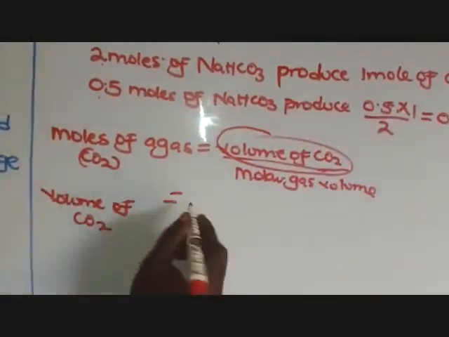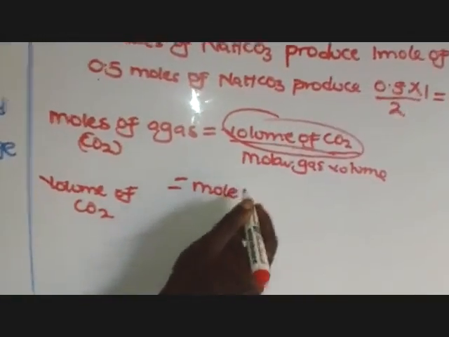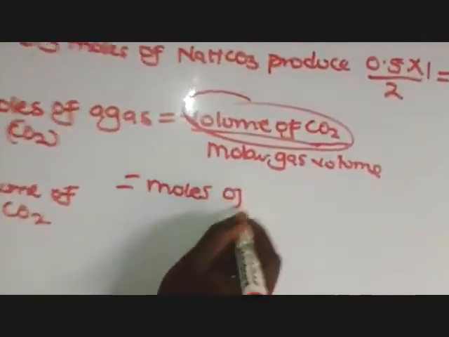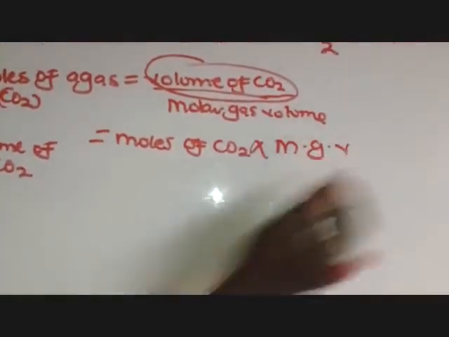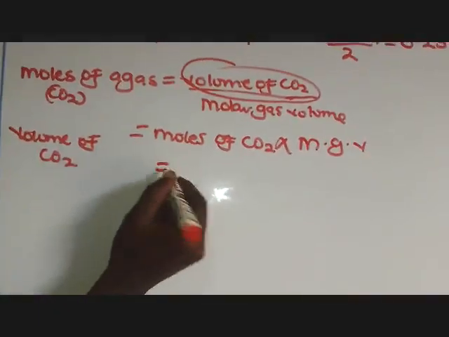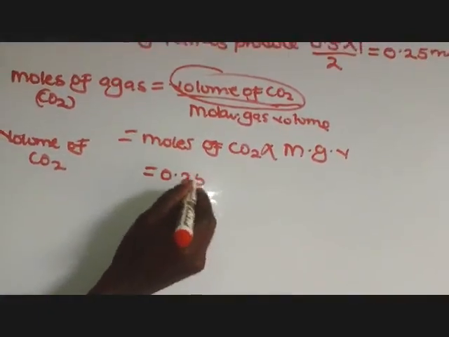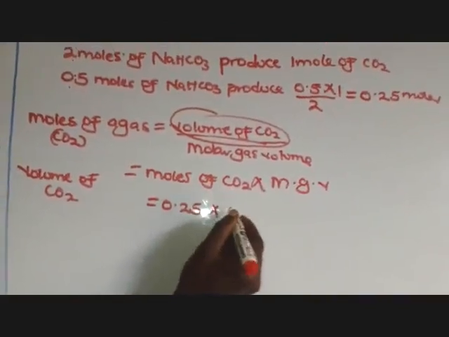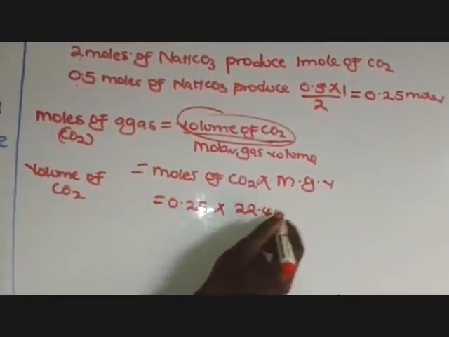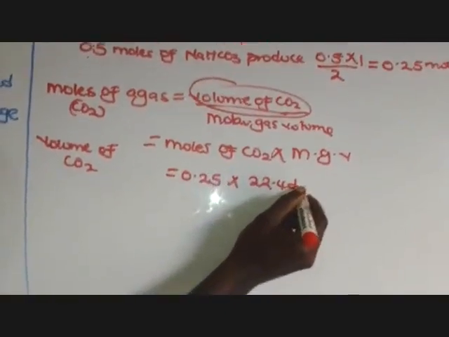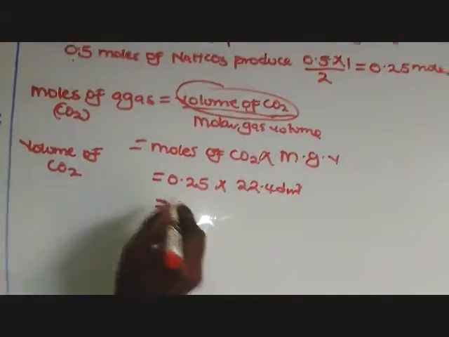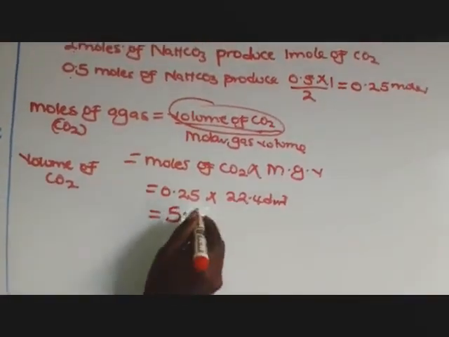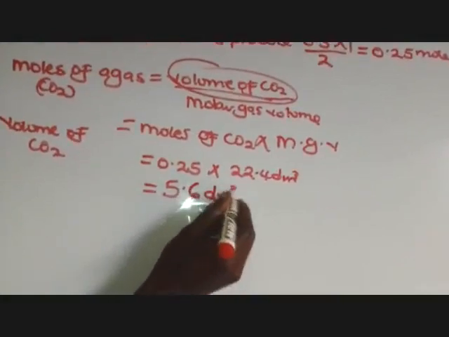Therefore, our volume of carbon dioxide is going to be equivalent to the moles which you have calculated already of carbon dioxide, times the molar gas volume. So here we obtain 0.25, our moles calculated of carbon dioxide, times molar gas volume, which is 22.4 decimeters cubed. Don't forget that. And our final answer, when you use your calculator, is 5.6 decimeters cubed.